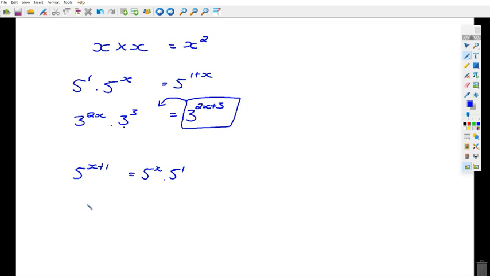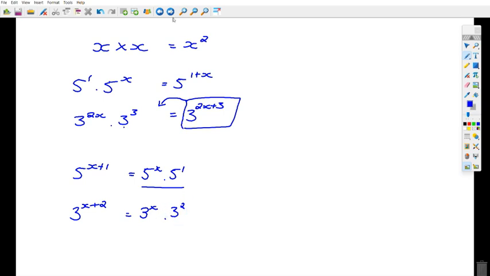Let's try another example. If I gave you 3 to the power of x plus 2, and I want you to write it in this kind of format, how are you going to rewrite this? I want to separate. So I want to have 3 to the x times 3 to the 2. Hopefully that's making sense.